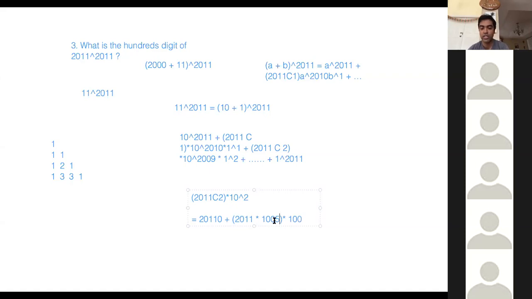So it's 2011 times 1005, right? This ends in 1, this ends in 5. So this ends in 5 times 100, so this will end in 500, and this ends in 110. So what should the answer be? 6. Good, 6. So 610 is the last 3 digits, so 6 is the hundreds digit.